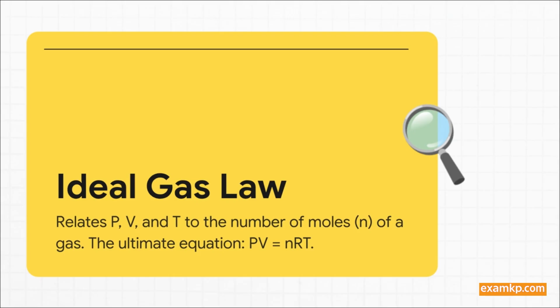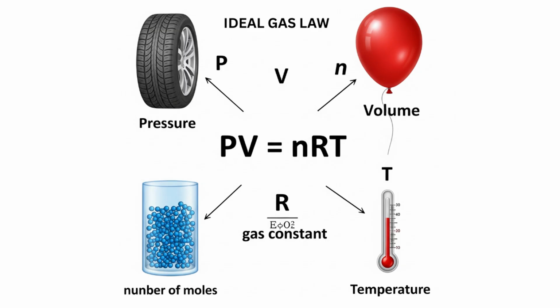And now the big one, the ideal gas law. This is the ultimate equation, because it introduces this little letter n, which stands for the number of moles. That's the actual amount of gas you have. This lets us connect all these physical properties to actual chemical reactions. Super powerful.